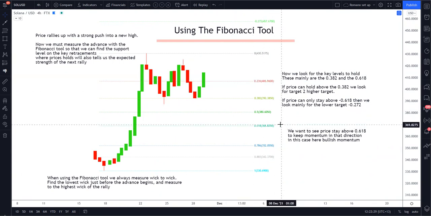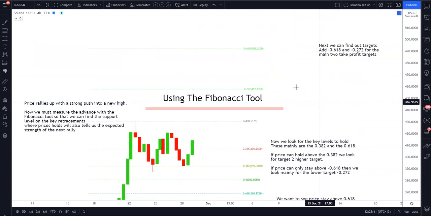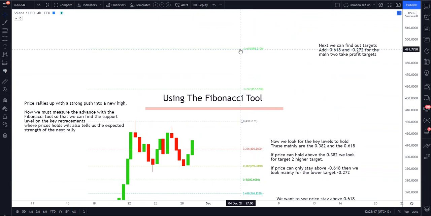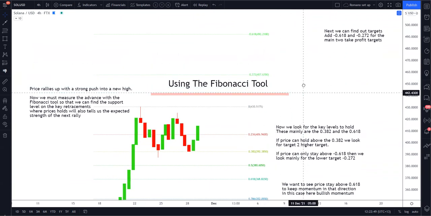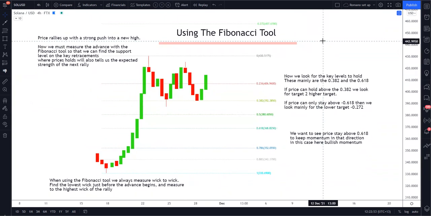Now, the general rule is if price can hold above the 0.382, right, which is this level here, then we're going to be looking for the higher target. So we'll be looking for target 2, right, which is actually this one up here. So the 0.618. I've actually put a negative in front of that, right, to give us the targets. You'll have to put those in manually. I'll show you guys how to do that in a second, right?